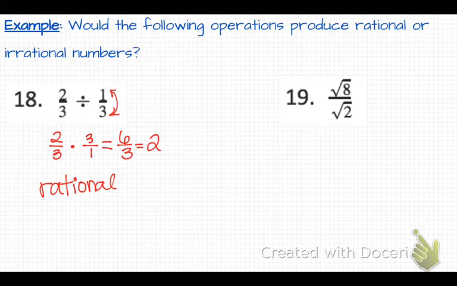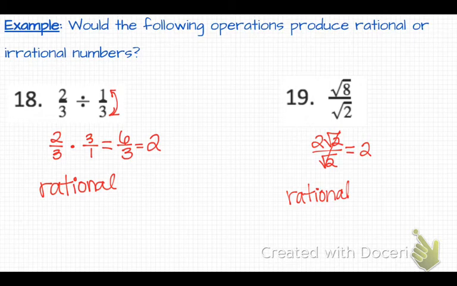Now, on number 19, there's a few ways I can do this one. Do we know how to rewrite square root of 8? Because we did that quite a few times today. What is the square root of 8? 2 root 2 all over what? So what can I do? I can divide these out to 1. So I'm left with 2. What kind of number is this? Rational. Okay, so that's one way to do it.